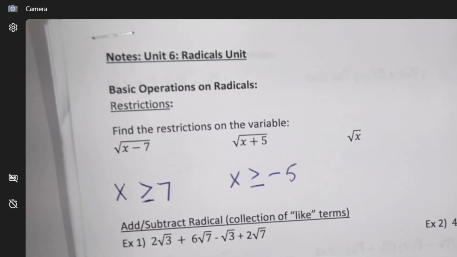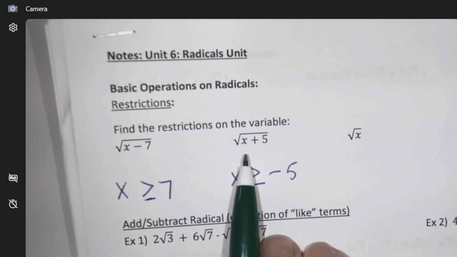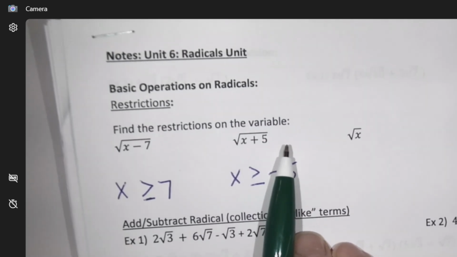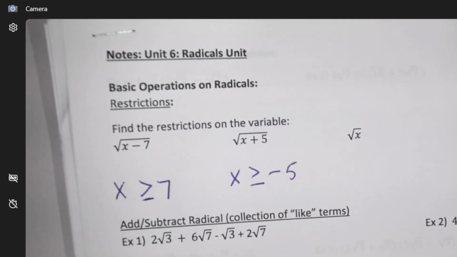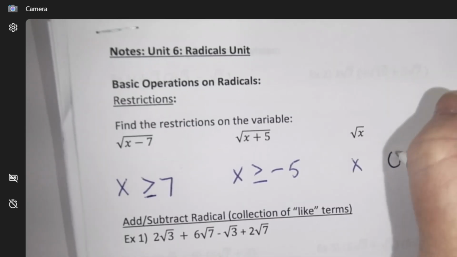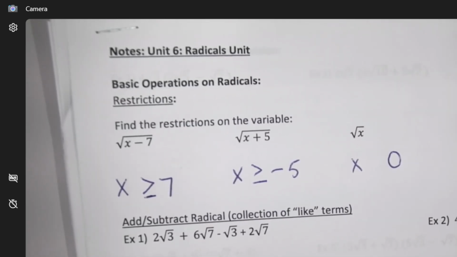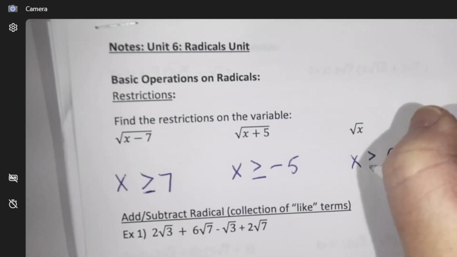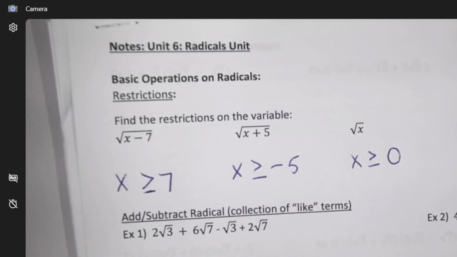Why can't you be smaller? So pick me a number that's smaller, just a random number. That's negative 6. So negative 6 plus 5 is negative 1. And then what happens to square root that? Can't. Yep. Okay, what makes this 0? If x was 0. And then what do I need to be? I need to be greater than it or equal to it.